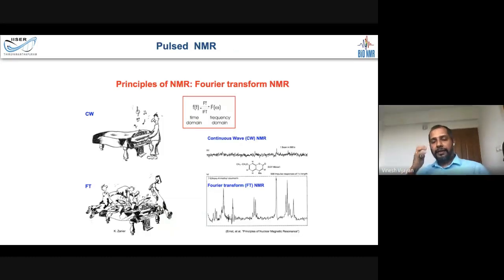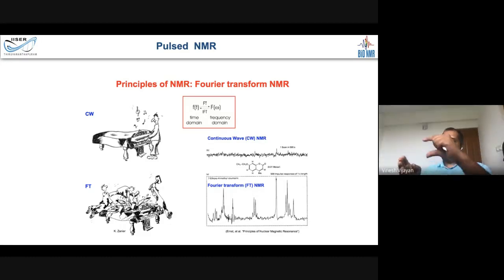So in the old days, we had what is called continuous wave. A continuous wave is a guy who likes playing piano one key at a time. Ting, ting, ting, ting, ting, ting, it goes. But then a Fourier transform. Now what happens in a continuous wave is, normally, what they did was to fix the frequency and sweep the field. Okay, fix the frequency and sweep it.